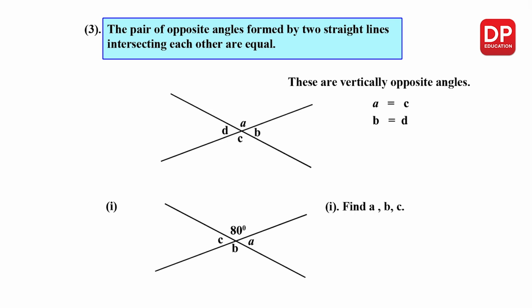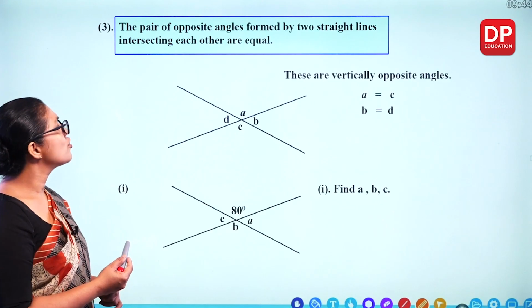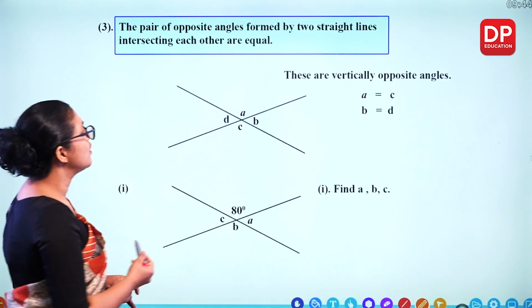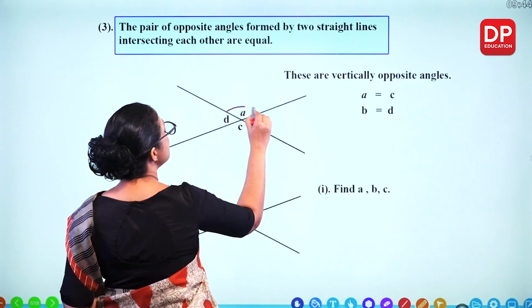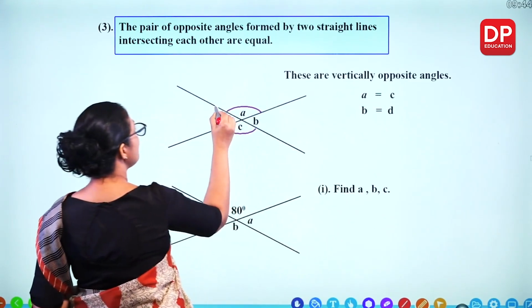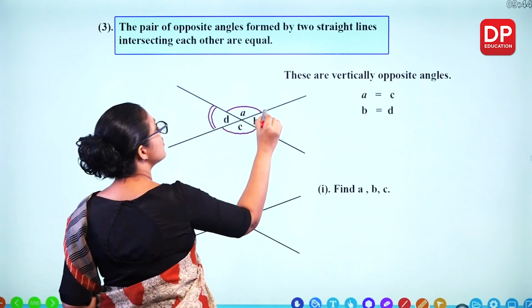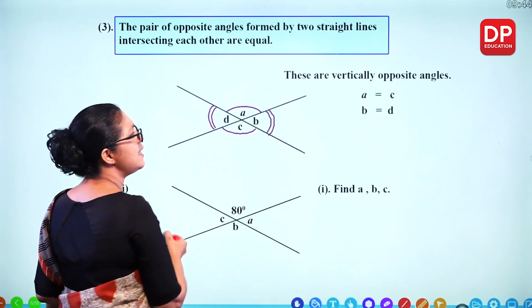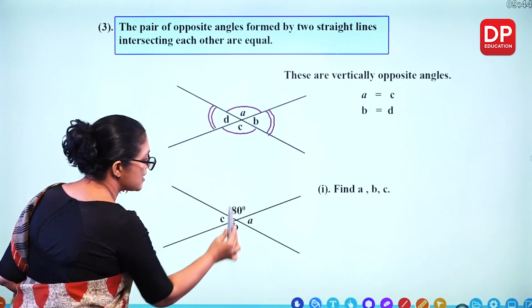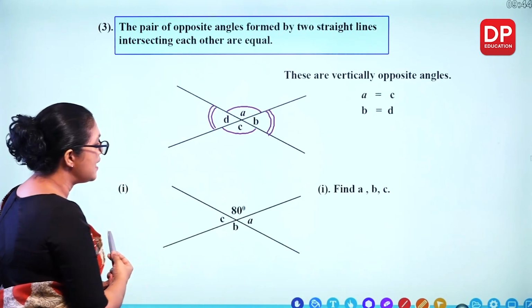Next one, the pair of opposite angles formed by two straight lines intersecting each other are equal. So what do you call that? These are vertically opposite angles. So here A and C, these two are equal. Vertically opposite angles are equal. B and D also equal. Now using that property, find ABC here.